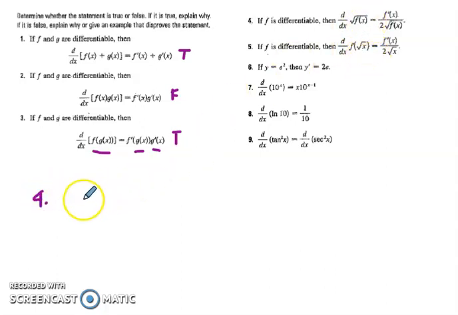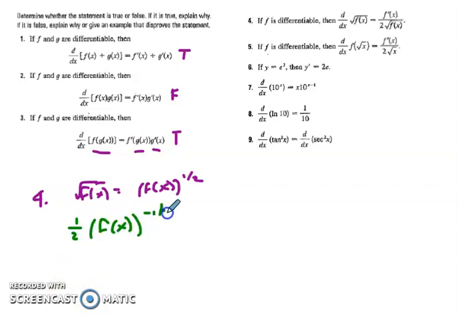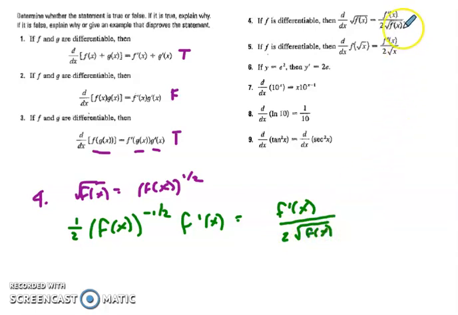Number 4, if I want to differentiate the square root of f of x, that is the same thing as f of x quantity to the 1/2. So I need to do a chain rule. So I bring down the 1/2, leaving f of x as my inside function intact, dropping a degree through the power rule for the exponent there, then multiply by the derivative of f. So that gives me, if I simplify this, f prime divided by 2 times the square root of f of x, which is exactly what they gave us, so this one is true.